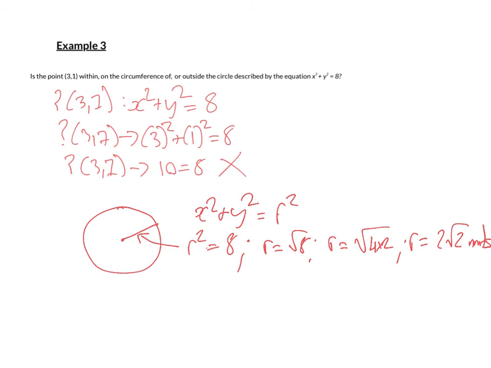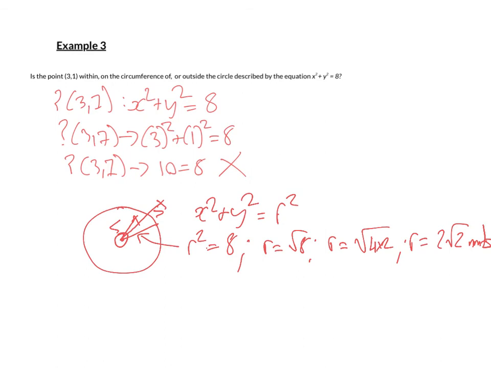Now, if the point's inside the circle, so say the point is here, a line drawn from the center to it is going to be less than the radius. And if it was outside, a line drawn from it is going to be greater than the radius. So what we need to do is find the length, or the distance, between the center of the circle and our point. Okay, so we should all know how to do that via Pythagoras.